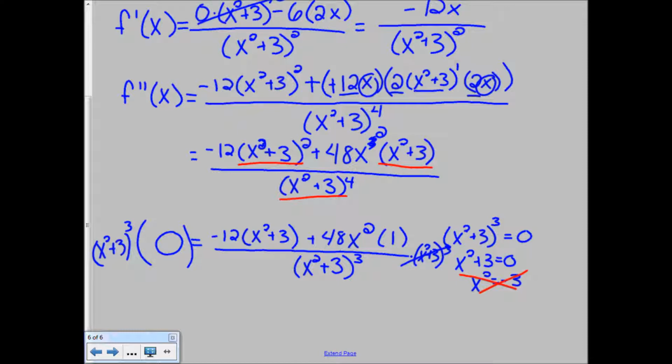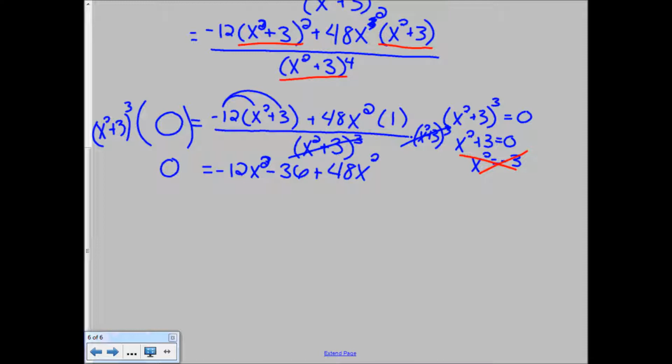So it'll cancel over here. That way we can just work with a singular line instead of a fraction. We're going to get 0 equals, now we can distribute this negative 12 into this quantity. So we're going to get minus 12x squared minus 36 plus 48x squared. If we simplify a little bit more, we're going to get 0 is equal to 36x squared minus 36.